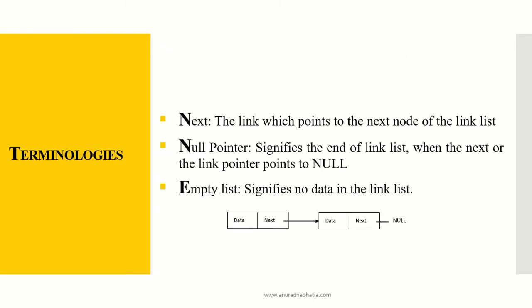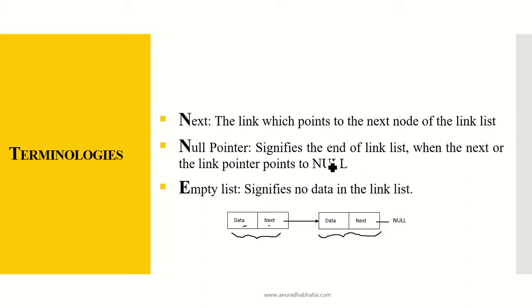Now, next, the link points to the next node of the linked list. Now here if you see, we have two structures, data and next. So this is one node and this is another node. So what does next do? Next is that link which points to the node. In the previous one I said we used link, we can even use next. So here the next is pointing to the next node.